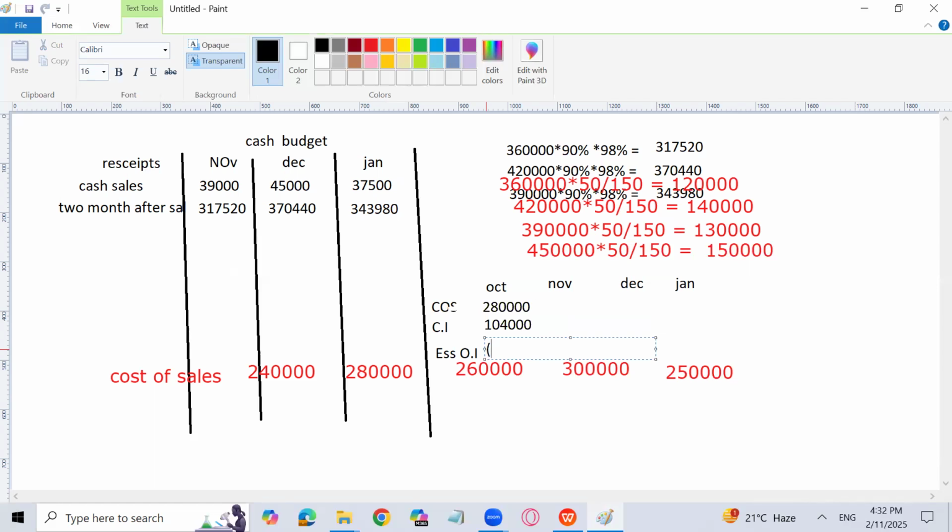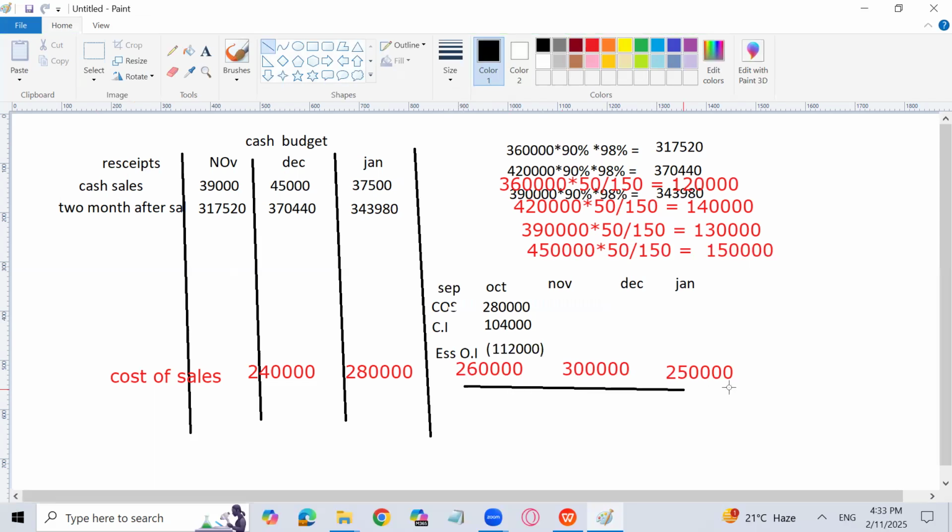Because October cost of sales will be the September. 40% of October cost of sales will be the closing inventory of September. And September closing inventory will be the opening inventory of the October. I repeat again, 40% of 2,80,000 will be the closing inventory of September. So that is the opening inventory of October. So how much it is going to be? 112,000. So now subtract it. You will get the amount of purchases.